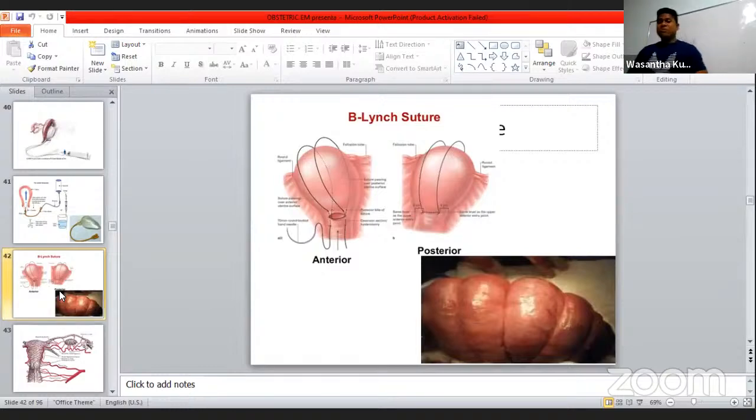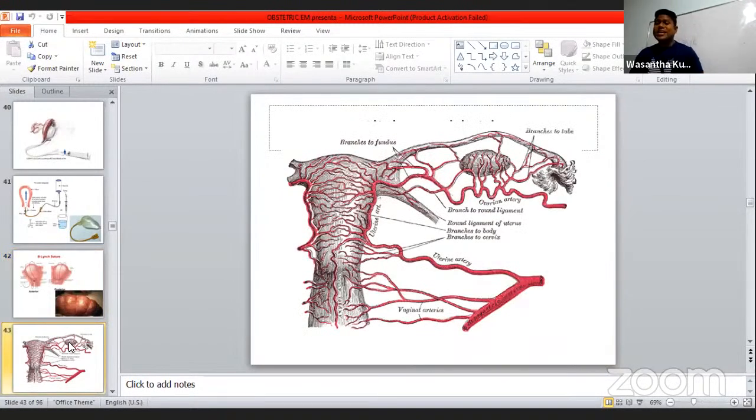Even after B-Lynch, sometimes the uterus may not be contracting. So what is the next step? Next step is you have to do systematic devascularization. Systematically, you have to reduce the blood supply to the uterus. From where does the uterus get the blood supply? From the uterine artery. From where does the uterine artery start? From the internal iliac artery. From where does the internal iliac artery start? From the common iliac and the aorta.